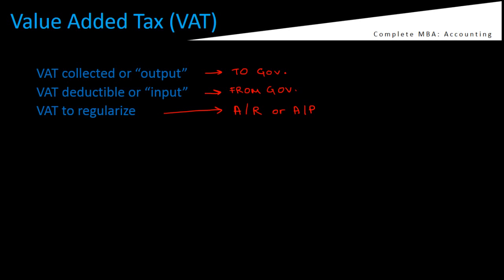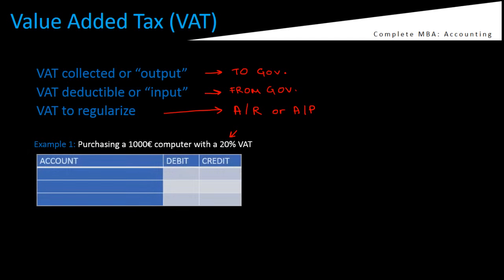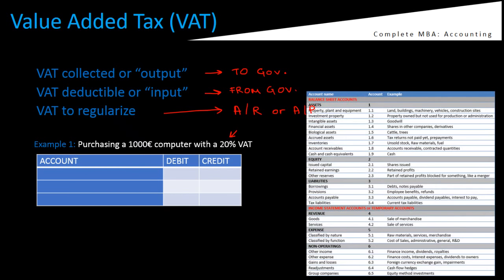So as always, examples help a lot in the explanation, so let's do one. Imagine you're purchasing a 1,000 euro computer that has 20% VAT. How would you put that in the accounting books? So in order to help us, I'll drop here an accounting table, and I'll drop also the same chart of accounts that we used in the last video.